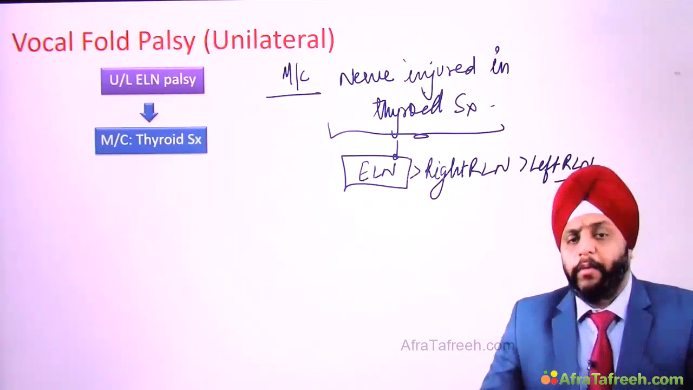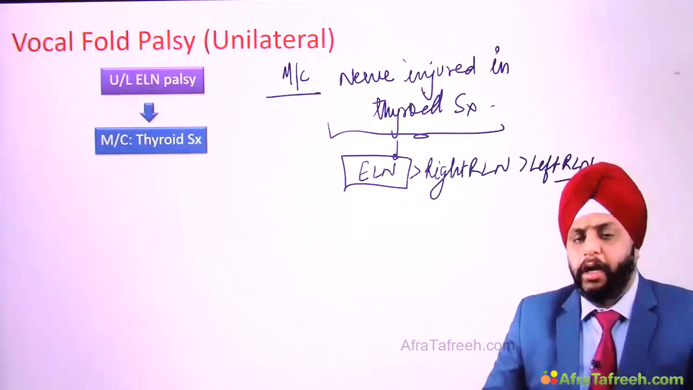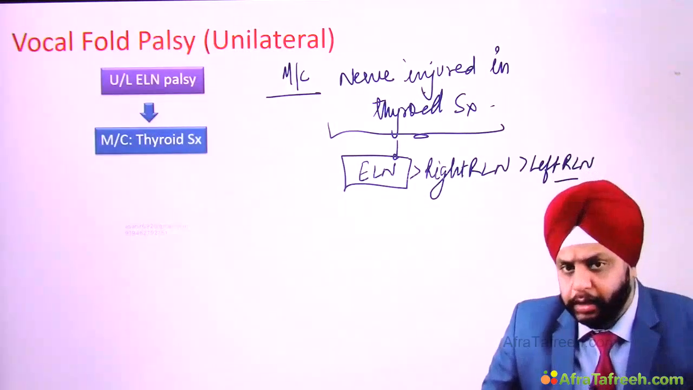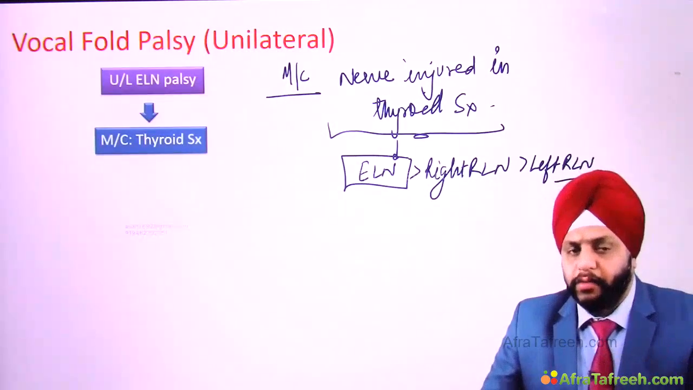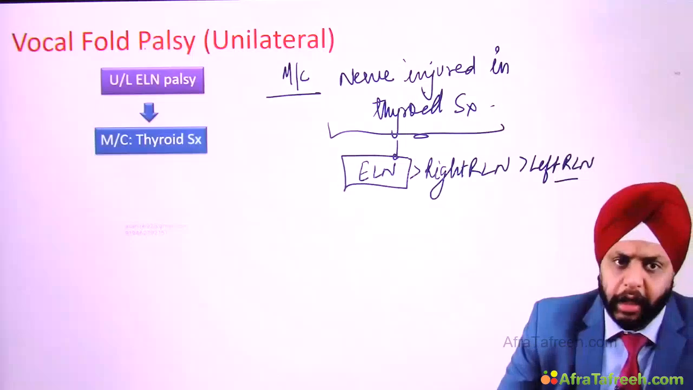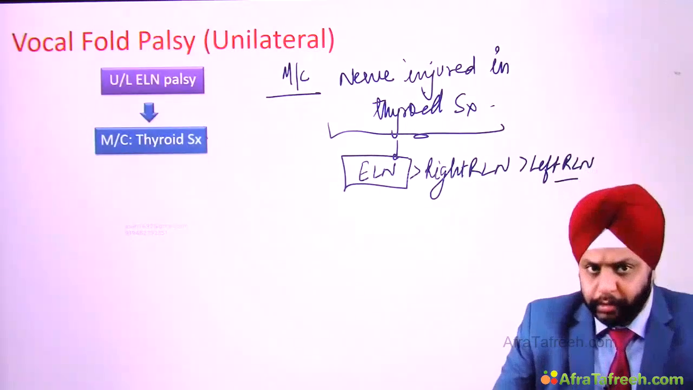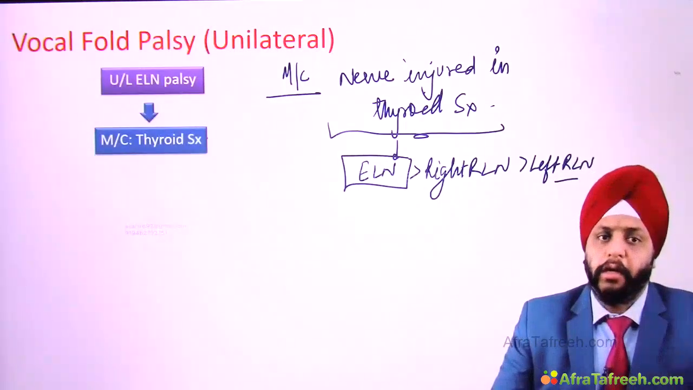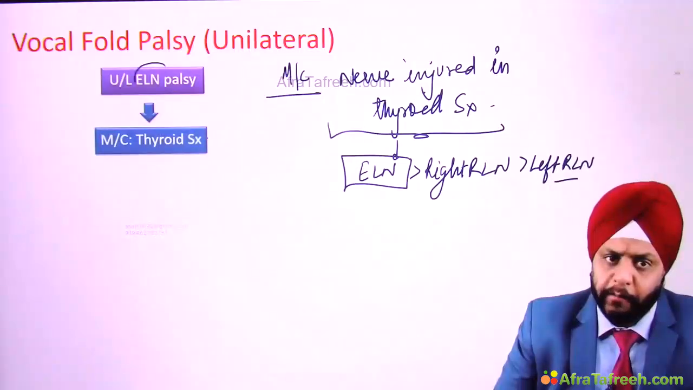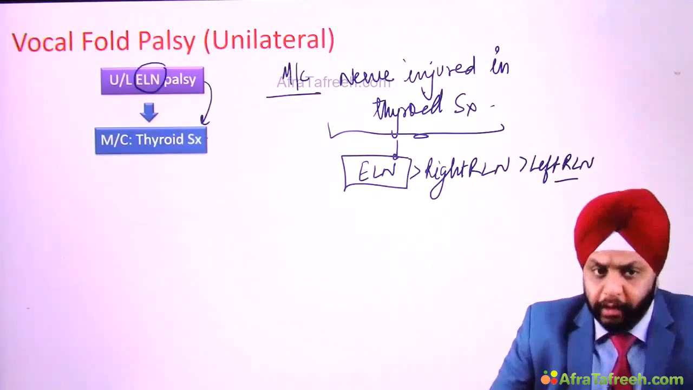If I talk about cardiothoracic surgery, left is more commonly injured. Overall, left is more commonly injured than right, but in neck surgery, right is more commonly injured. Okay, so the most common nerve injured in thyroid surgery is the external laryngeal nerve. That's a branch of the superior laryngeal nerve. Most common cause for external laryngeal nerve palsy is also thyroid surgery. So both ways it is correct.